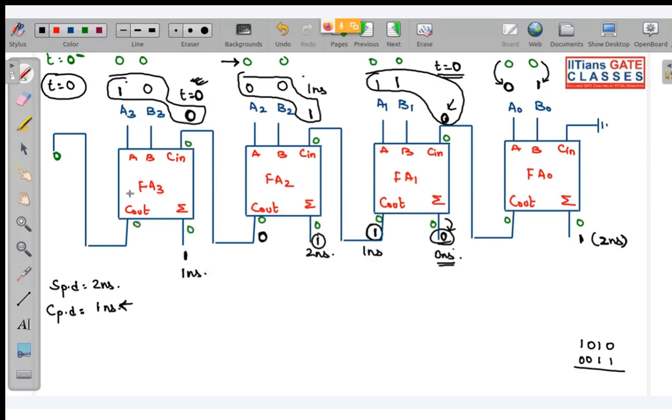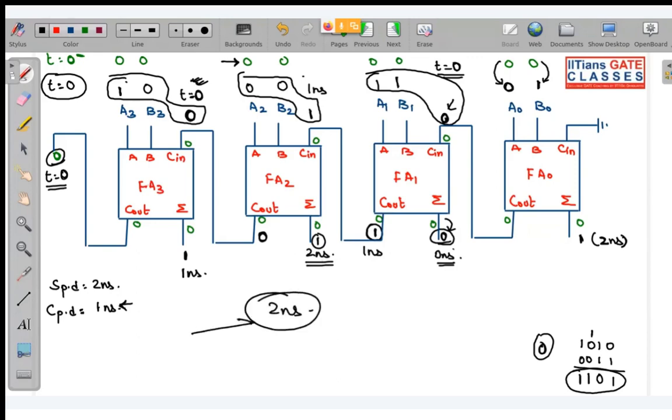And this Cout, you can see what? There will be no carry generated when I add 1 plus 0 plus 0. So this Cout is 0. It is also present from t equal to 0 nanosecond. So for generating the output, that is basically 1, 0, 1, and this is your sum bit, and carry bit is 0. So for producing this set of output, what is the propagation delay over here? You can see the maximum time I am taking is 2 nanosecond. So for this particular question, propagation delay will be 2 nanosecond.